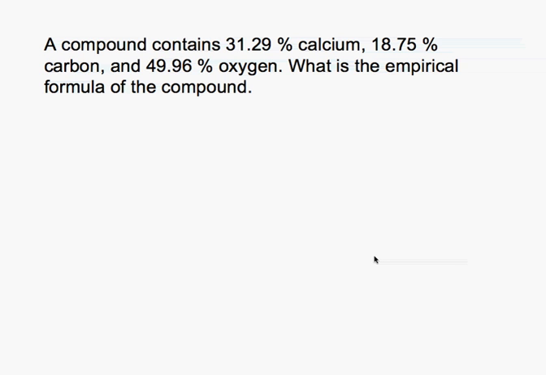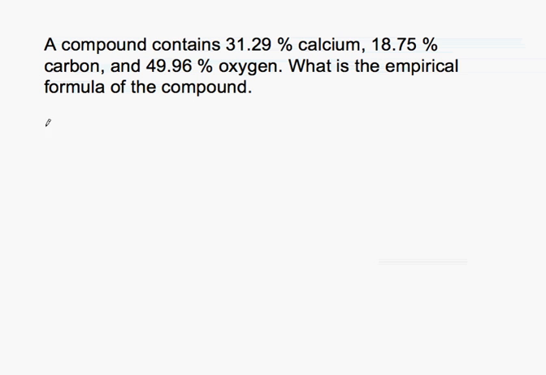Next thing you want to be able to do is look at our next compound, and with this particular compound, what we want to be able to do is find the empirical formula. We're told that we have a compound that contains 31.29% calcium, 18.75% carbon, and 49.96% oxygen. What is the empirical formula of this particular compound?